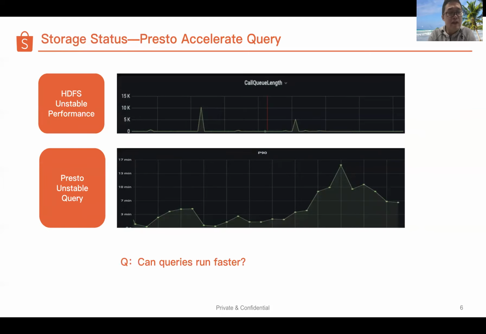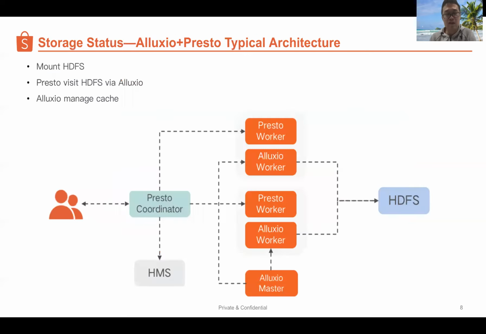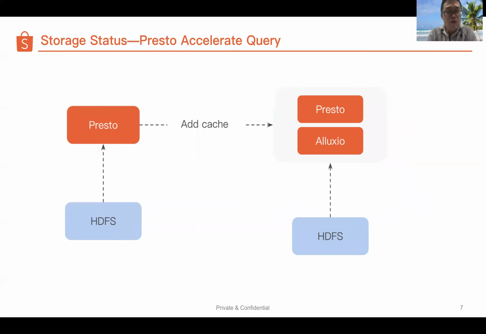But the HDFS is unstable, and the Presto is unstable too. We can see the concurrency sometimes is about 10,000, and the TP99 is from 3 minutes to 30 minutes, and the user always asks, can queries run faster? We solve the problem by using a cache. Alluxio can act as a cache for Presto.